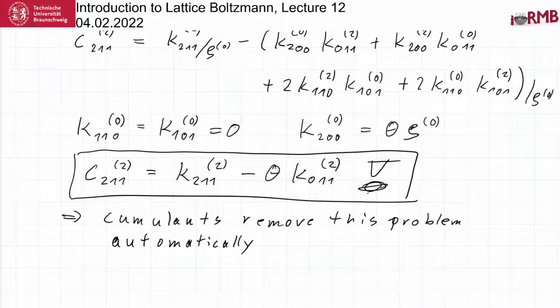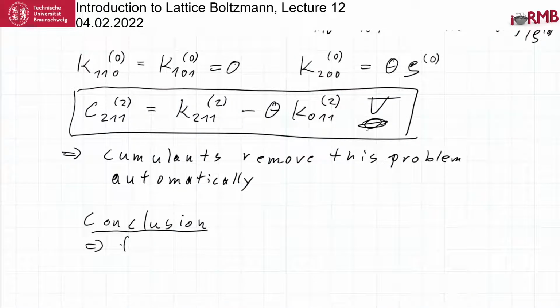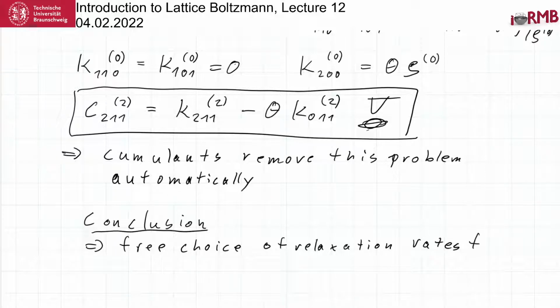Okay, so we come to the last sentence of today. We are done in a minute. So we have free choice now of relaxation rates for our ghost moments because we have eliminated this problem, and this requires that we use cumulants.